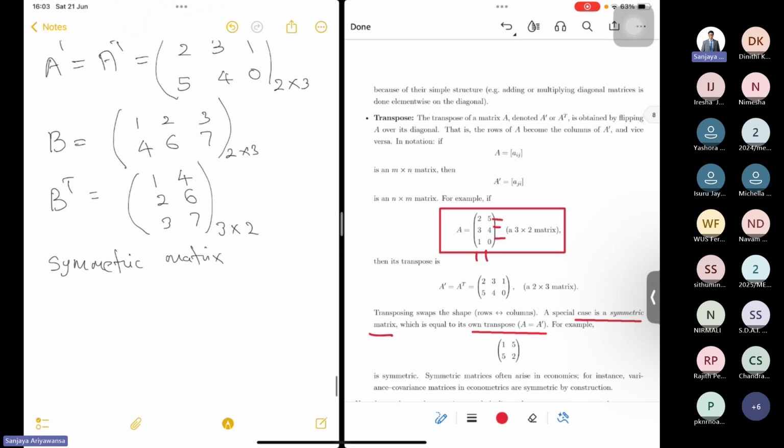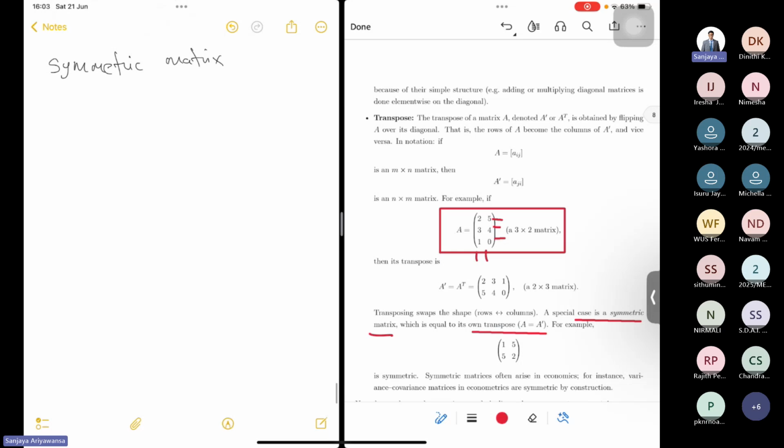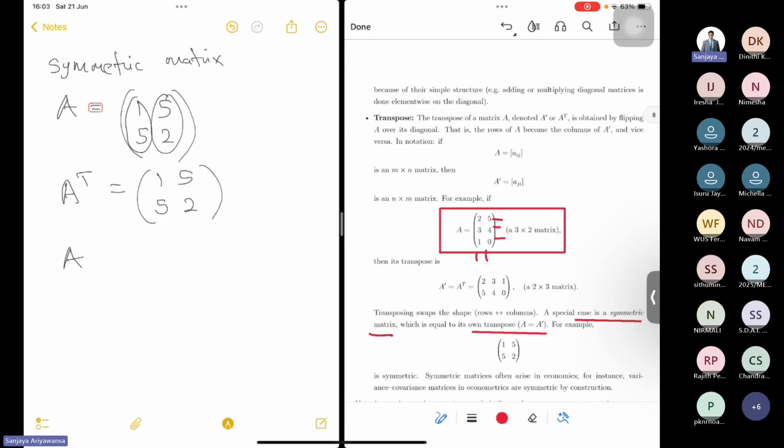Symmetric matrix. So what have I taken? A is 1, 5, 5, 2. So the transpose of this would be, I take the first column and I write it as the first row, second column, write it as the second row, and you see, oh, A is equal to A transpose.